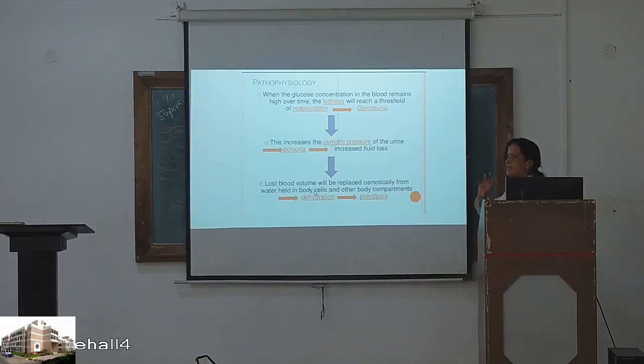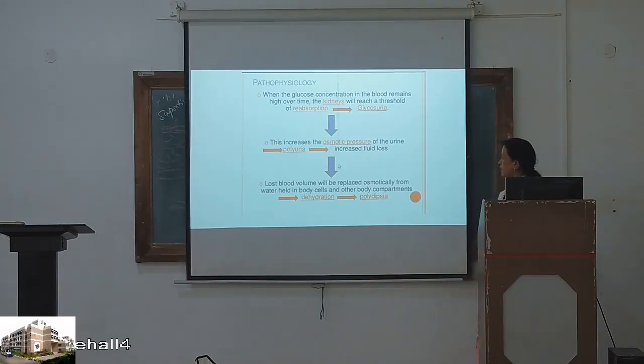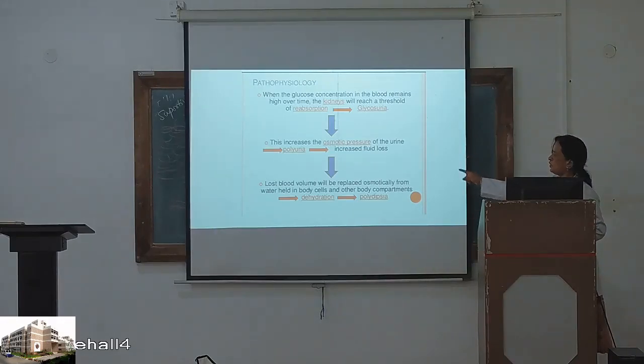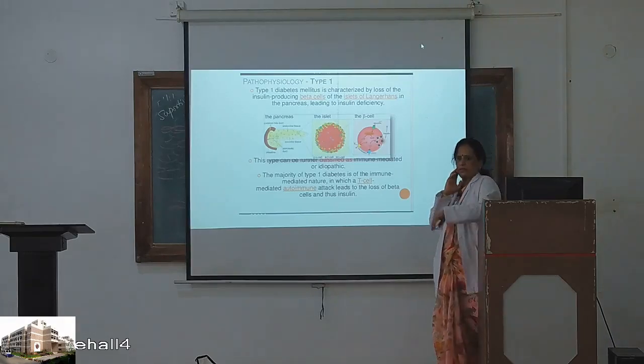So now this is a disturbance in the homeostasis, the water regulation. The body requires water, so the thirst center is activated. The dehydration results in polydipsia. So now the person knows that he has to drink a lot of water. This is a regulated mechanism. Are you able to follow? I'm just simplifying these things.